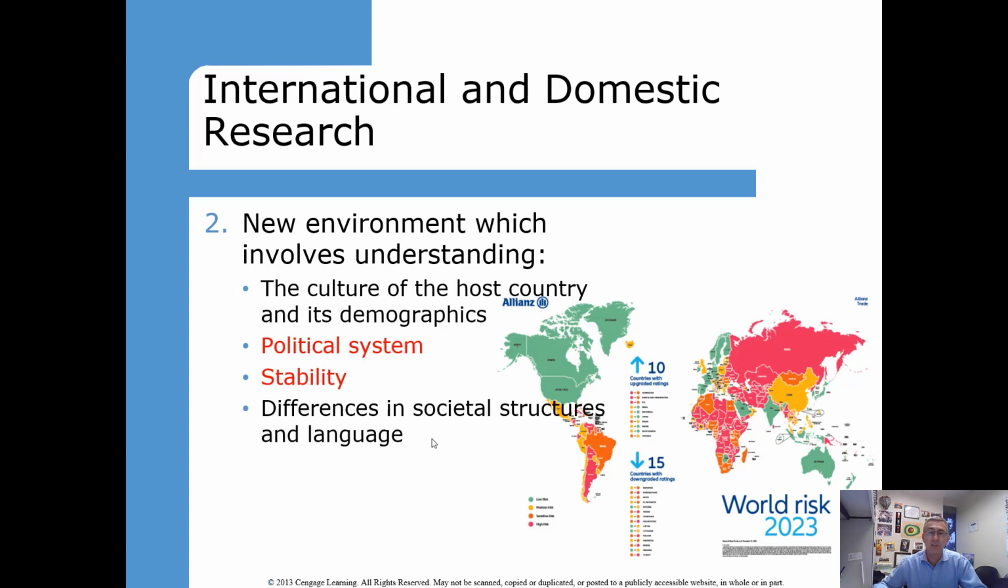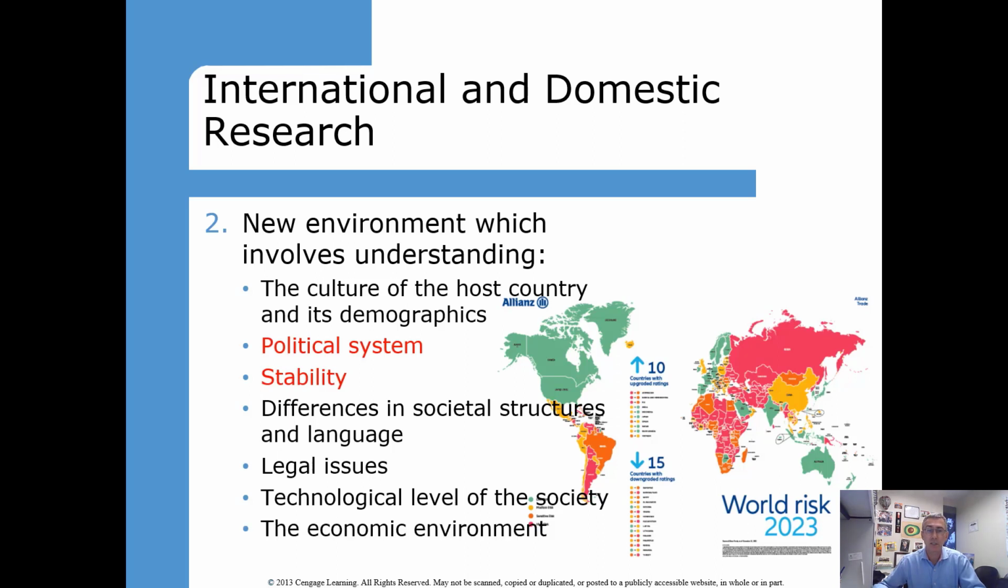Let's see, the difference in societal structure and language obviously is going to be a factor. Legal issues, different laws in different parts of the world, technological level of the society. So this is where you can use things like the CIA World Factbook and look at different countries, and you're going to see a lot of interesting data there about access to the internet, about bandwidth and things like that. And then of course the economic environment. So for those of you who remember the SWOT, think about the external uncontrollable environment here: legal, political, social, global, economic, competitive, etc.